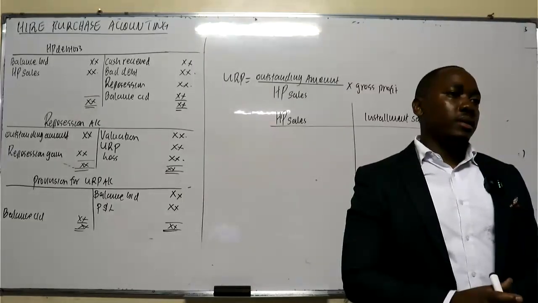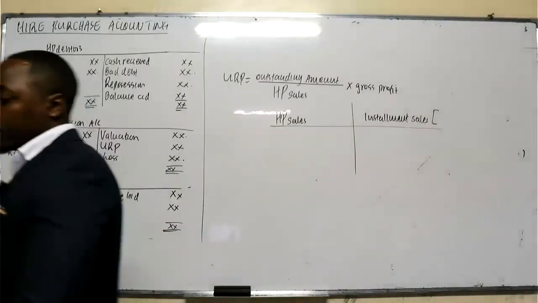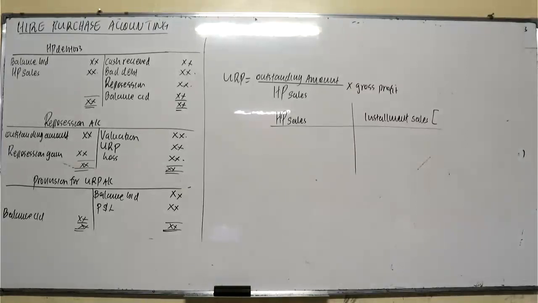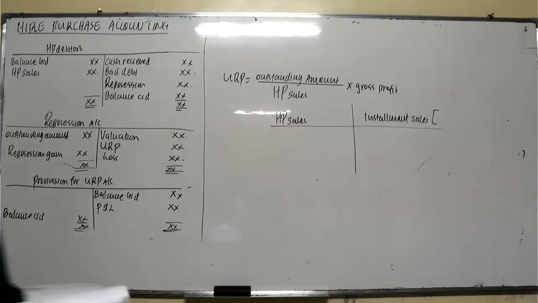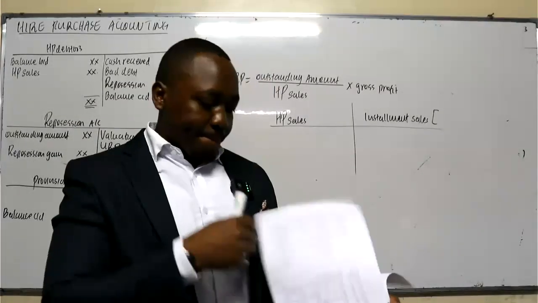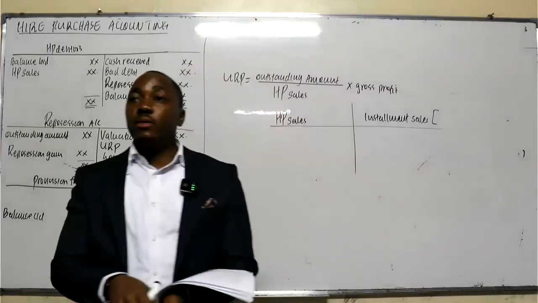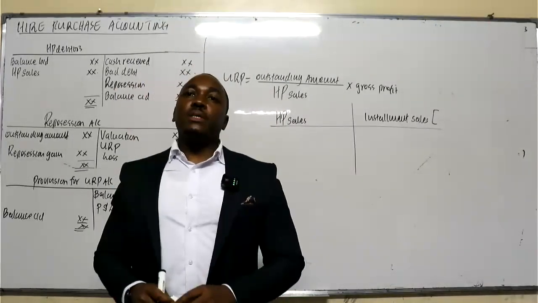Good. Now you can do an illustration. Take out your handout and do a question from the handout. Handout page 11, question 1.